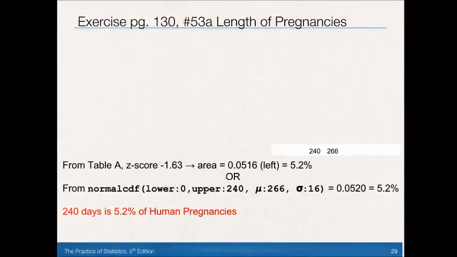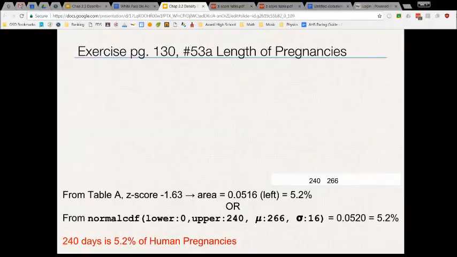One more example, and that's exercise on page 130, number 53A. So the length of pregnancies. The length of human pregnancies. Oh, stop. Ugh. Dang it.